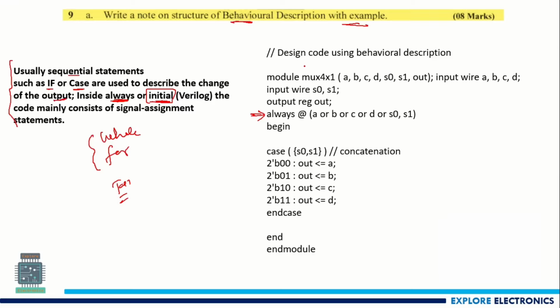With an example they have asked, so write any code using behavioral description. I have used the 4:1 code here. Why? Because previously in the other answer I have written the same code, since it is easy to write.